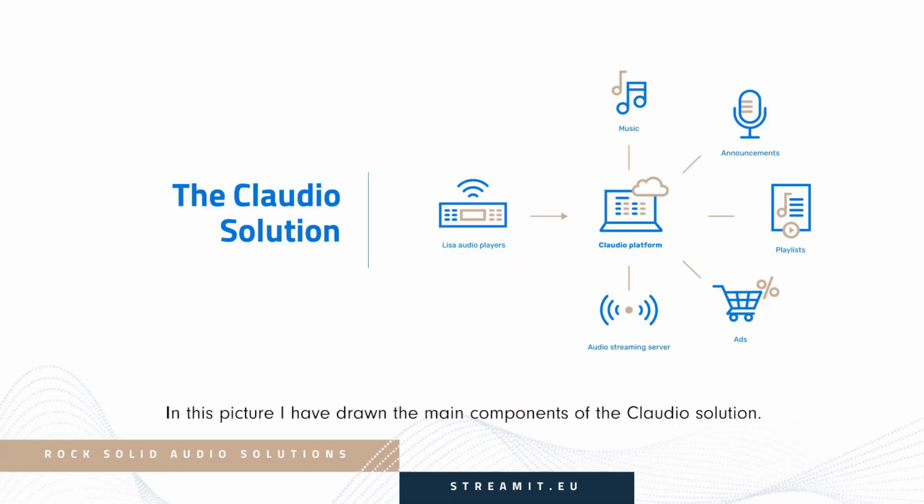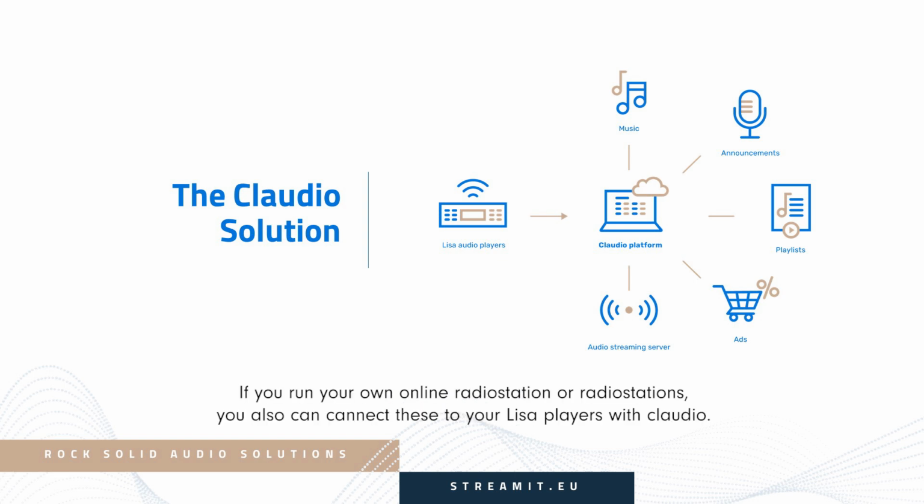In this picture I have drawn the main components of the Claudio solution. When you look at the top of the image you see the music. This is where it usually starts. The Claudio platform is used to distribute your music to your Lisa audio players. But not only music, also ads and announcements and playlists. If you run your own online radio station or radio stations, you also can connect these to your Lisa players using Claudio.